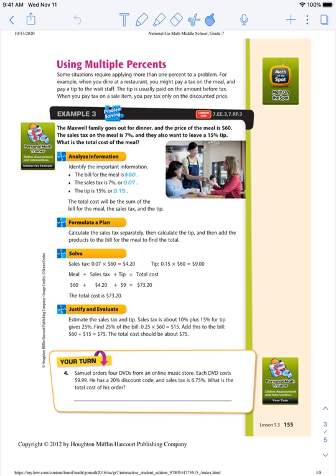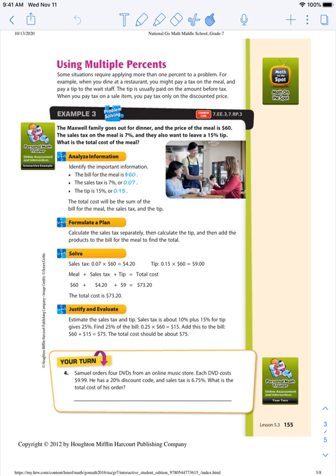All right, so now let's take it a step further and use real-life examples where you have to use multiple percents. Let's look at example 3. The Maxwell family goes out for dinner. The price of the meal is $60. The sales tax on the meal is 7%. They also want to leave a 15% tip. What is the total cost of the meal?